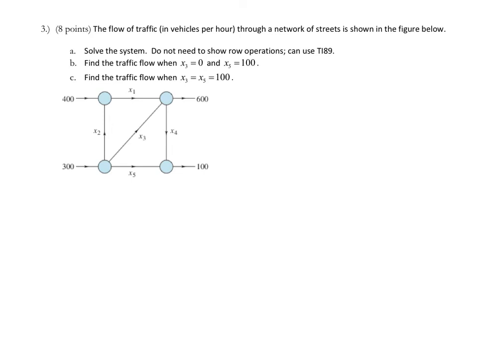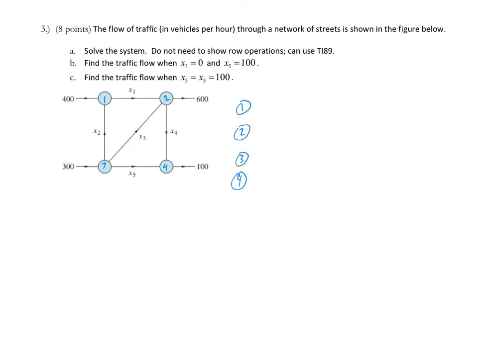Okay, and last we have problem number 3. We have a flow of traffic in vehicles per hour through a network of streets, and I'm going to label each of these intersections 1, 2, 3, and 4, and write down an equation modeling each of those intersections.